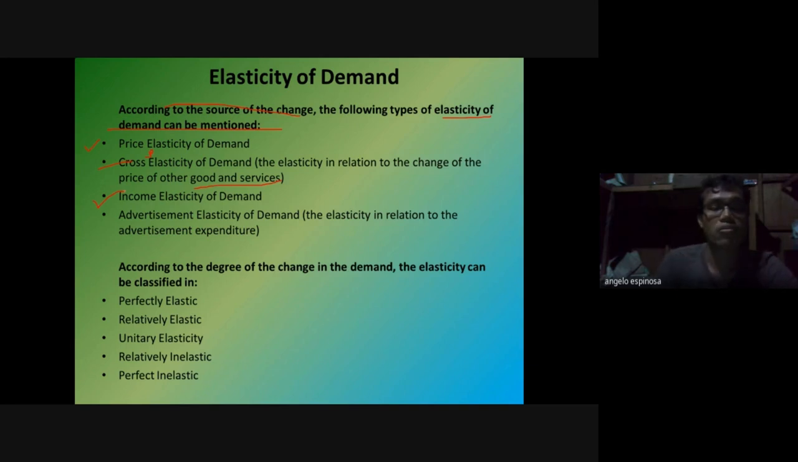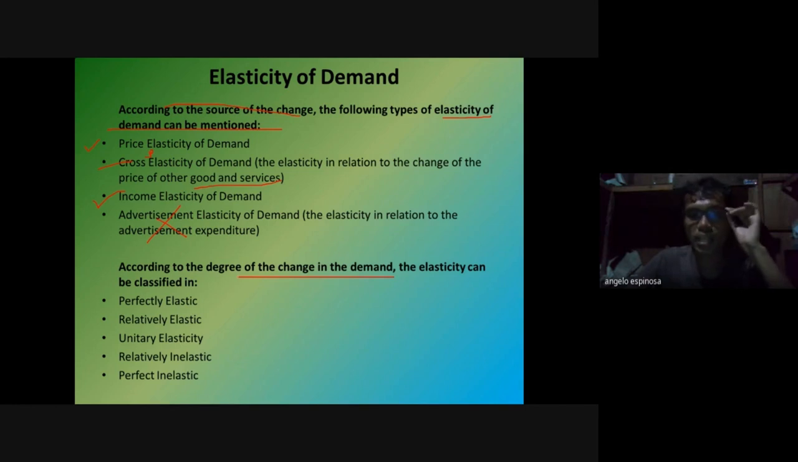So hindi na tayo mag-uusap about advertisement elasticity, kasi hindi naman lalabas sa board exam yan. So that is under already to managerial economics. So we have according to the degree of the change in the demand. There are a lot of rates in the change of the demand.